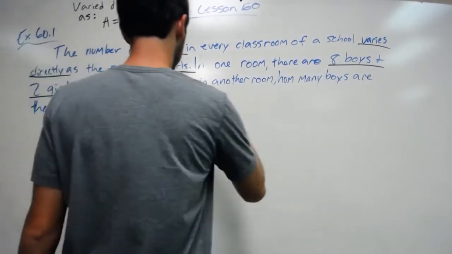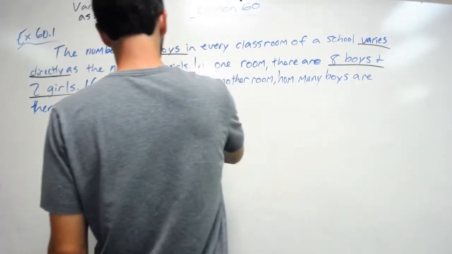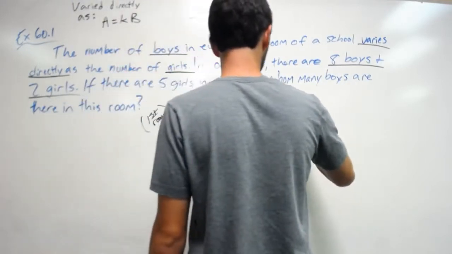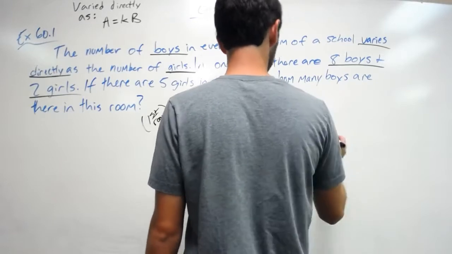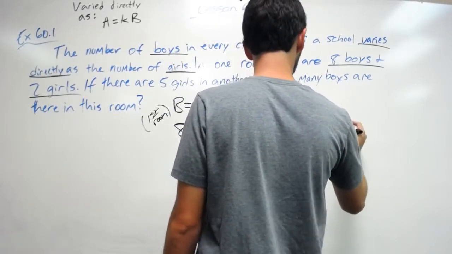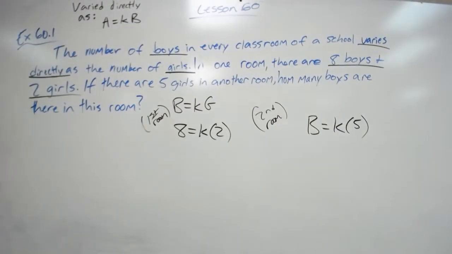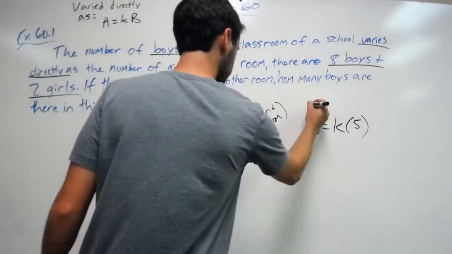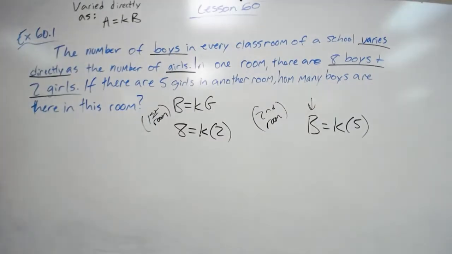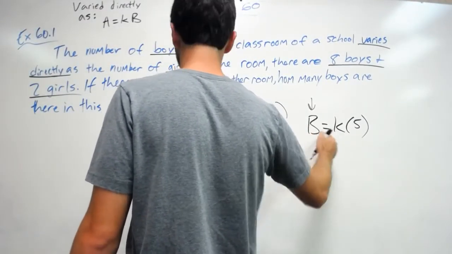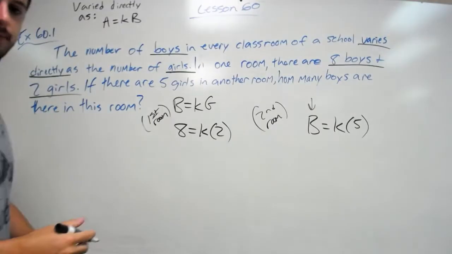So we have a totally separate room. This is our first room. This is our second room. And in this one, we don't know the number of boys, but we do know the number of girls is 5. So it wants to know how many boys are there in this room. So this is what we need to find. So how can we solve for that? Right here, we can't solve yet because there's 2 different variables. But we can solve for this one.